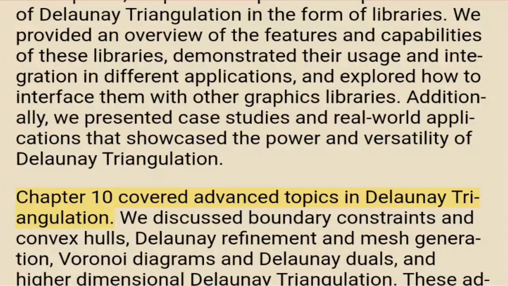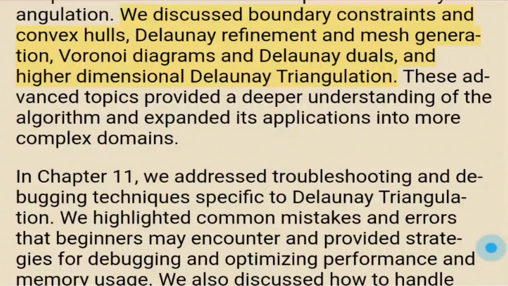Chapter 10 covered advanced topics in Delaunay triangulation. We discussed boundary constraints and convex hulls, Delaunay refinement and mesh generation, Voronoi diagrams and Delaunay duals, and higher dimensional Delaunay triangulation. These advanced topics provided a deeper understanding of the algorithm and expanded its applications into more complex domains.